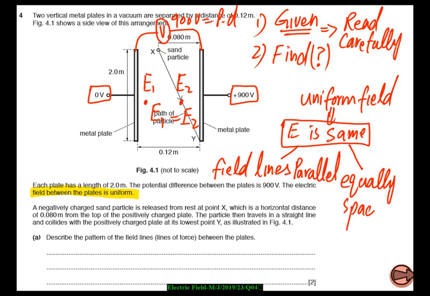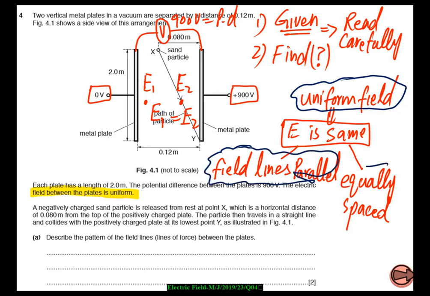Now if we understand these points, we understand what a uniform field is, and if we can identify the pattern of a uniform field, we should be able to answer part A, because part A is simply asking us to describe the pattern of the field lines between the plates. Now let's try to answer it. This question has 2 points, so we need to write down 2 important physics concepts.